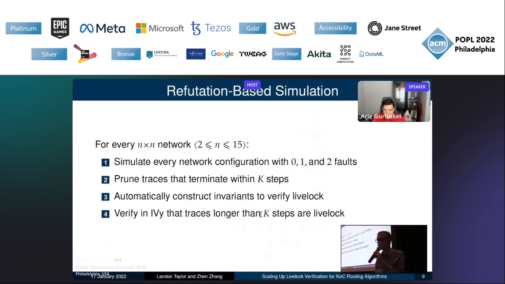So to detect and remove these livelock scenarios, we started out using a refutation-based simulation approach. We implemented the network in a C++ simulation, and we just exhaustively simulated every combination of starting and destination coordinates that a packet could have, as well as every combination of possible faulty links with up to 2 link faults in the network. And we ran these simulations with a bound of k steps.